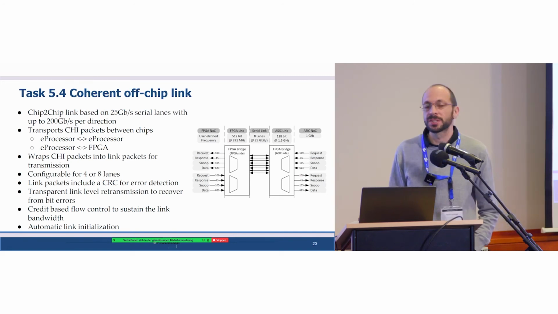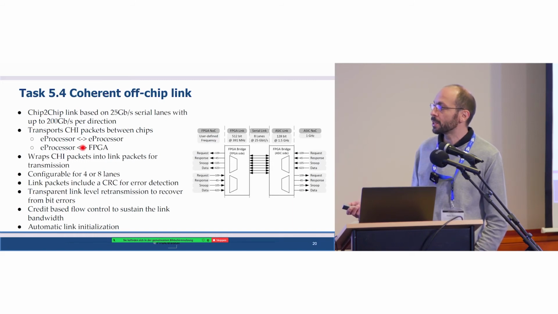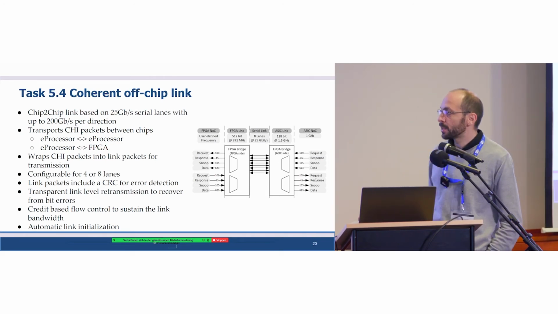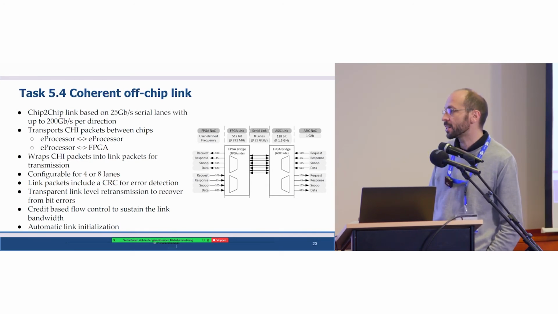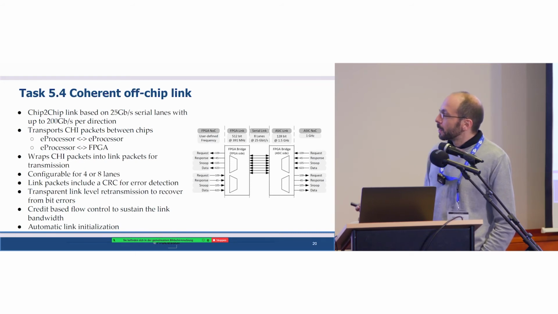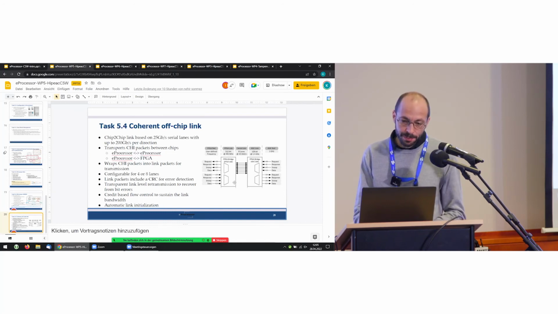It works with the CHI protocol, of course, which can work in between two eProcessor chips, or eProcessor and an accelerator on FPGA, or, as we will have the memory on FPGA for the first tape out, it can also do that. Basically, it wraps up the CHI packets into link packets for transmission. It's configurable. There's CRC for error detection, credit-based flow control, and yeah, so I think this is an overview of the IPs.